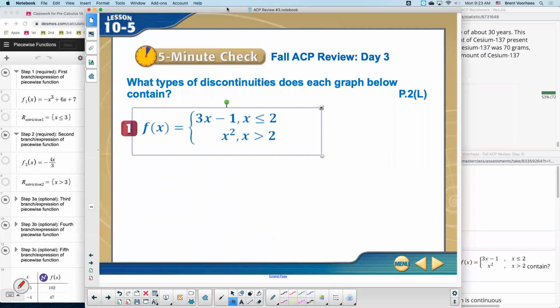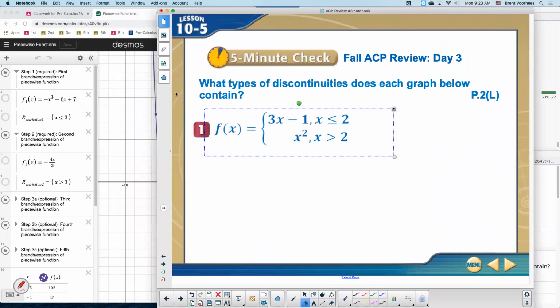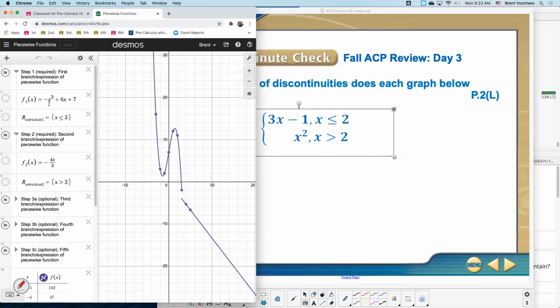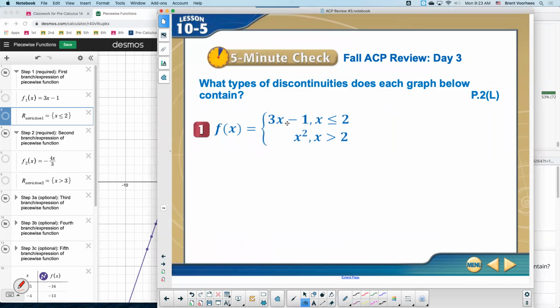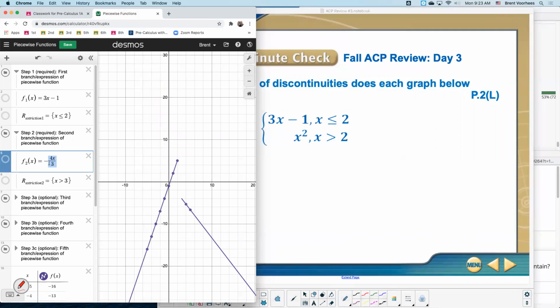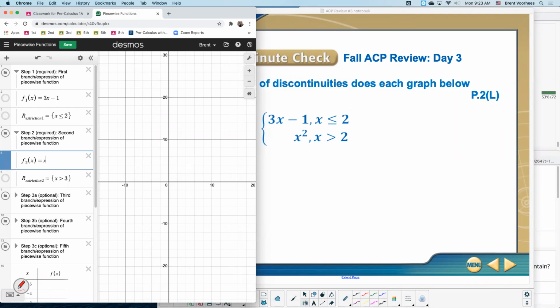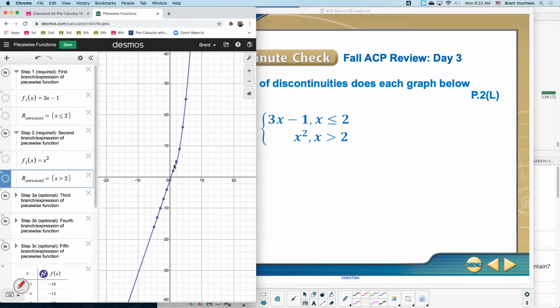So branch number 1 for this equation, let me slide this over, is f of x equals 3x minus 1 when x is less than or equal to 2. So that's the first branch, or expression. That's what you refer to there in the equation. This would be the second branch, or second expression. So I'll change this one to x squared, and this is when x is greater than 2.